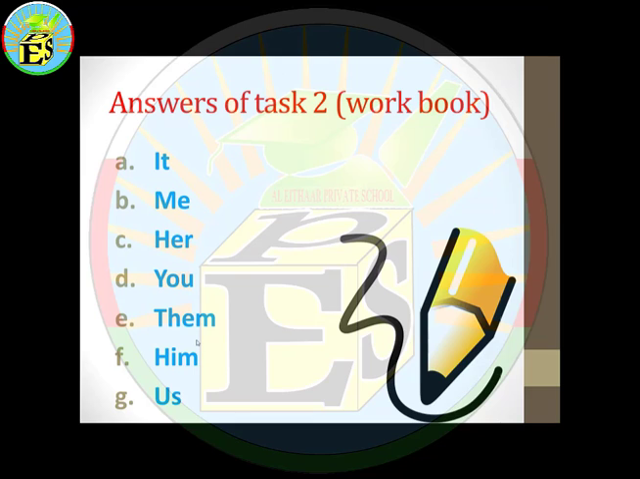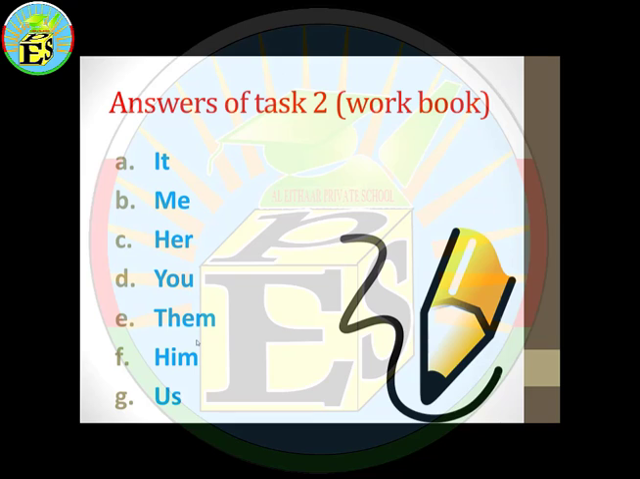E, them. Can you put them on this plate? F is him. I'm going to help him wash the car. The last one is us.